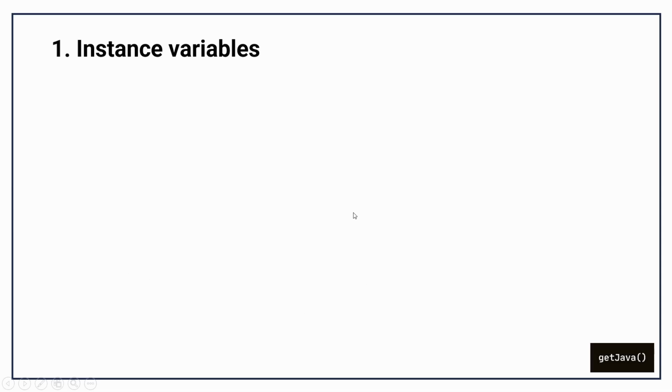So till now we already know what is the meaning of instance. Instance means nothing but object. So as the name suggests, instance variable means variables associated or related with object. So let's see with an example.